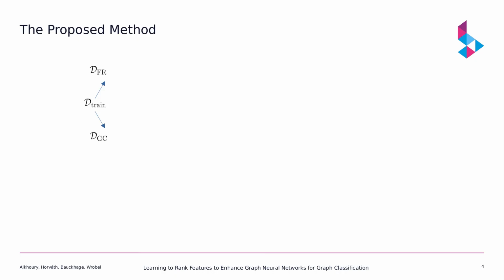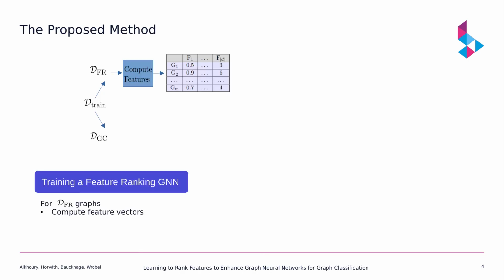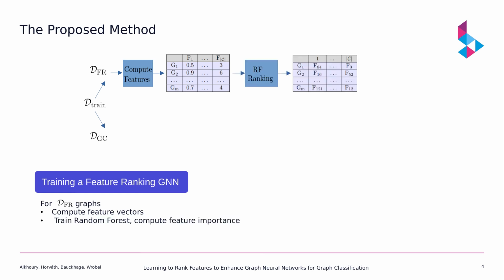The method starts by dividing the dataset into two parts, one for feature ranking and the other for graph classification. The first step is training a feature ranking GNN. For each graph in the feature ranking set, we first compute the full set of candidate features, let's say C features in total. Using this full feature matrix, we train a random forest classifier to predict graph labels. From the random forest, we extract feature importance scores, and this gives us a feature importance vector for each graph.